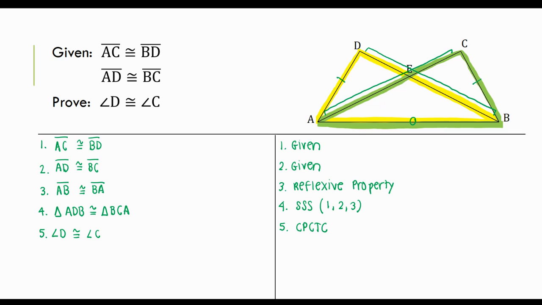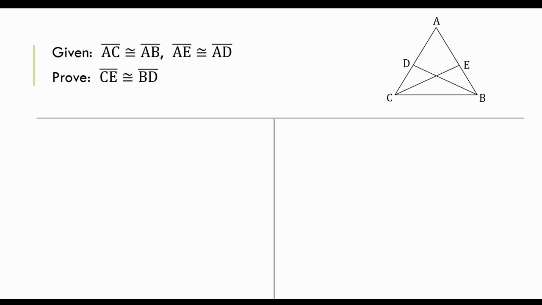All right. Let's take a look at another one. I'm given that the segment AC is congruent to the segment AB. I'm told that the segment AE is congruent to the segment AD. We want to try to prove that the segment CE and the segment BD are congruent. So I'm going to go ahead and write down my first given that the segment AC is congruent to the segment AB.